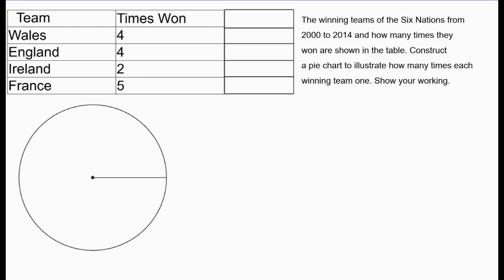Here's a question for you to try. I'd like you to draw the circle and the line, and then to complete the table, to fill in the angles, and then to complete the pie chart for this information on Six Nations winners. Please pause the video and have a go now, and when you're ready for the answers, press play.